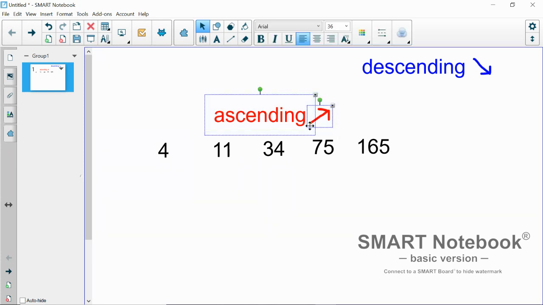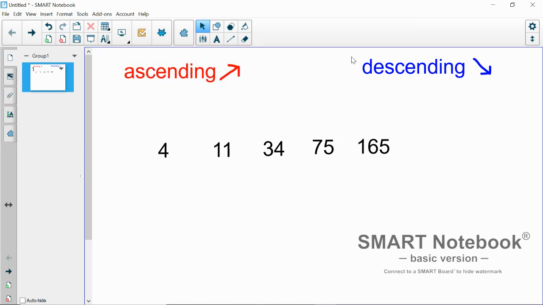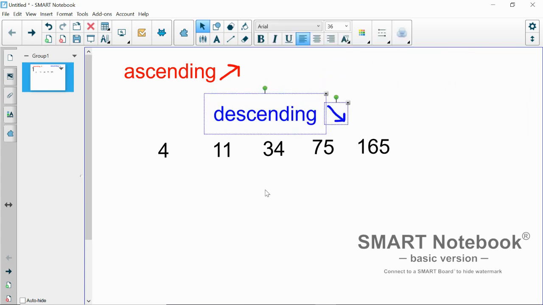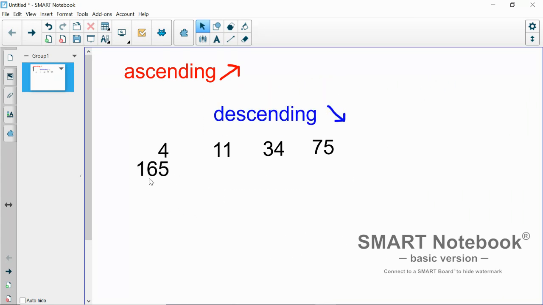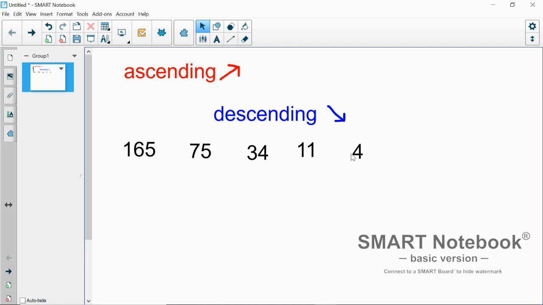If I wanted to put those in descending order, what I would need to do is start with the biggest number. So if I do that, these numbers are now in descending order because we've started with the largest and we're decreasing in value every time. So these two words you will need to know for today's lessons.